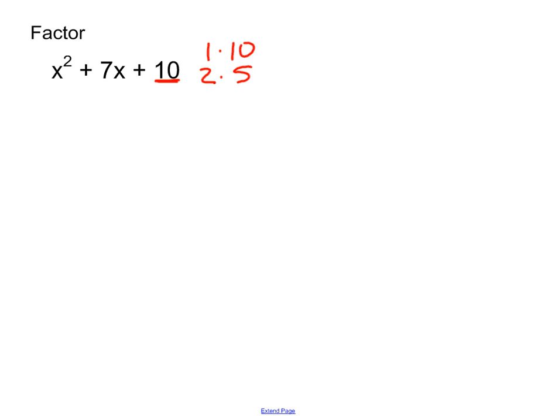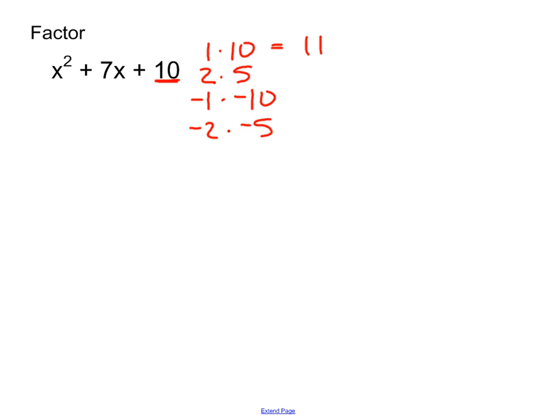We could also look at the negative version. Negative 1 times negative 10 makes a positive 10, and negative 2 times negative 5 makes a positive 10. So these four combinations make a positive 10. Now, we want to look at these and ask which of these combines to make a positive 7. First off, 1 plus 10 is 11, so that's not it.